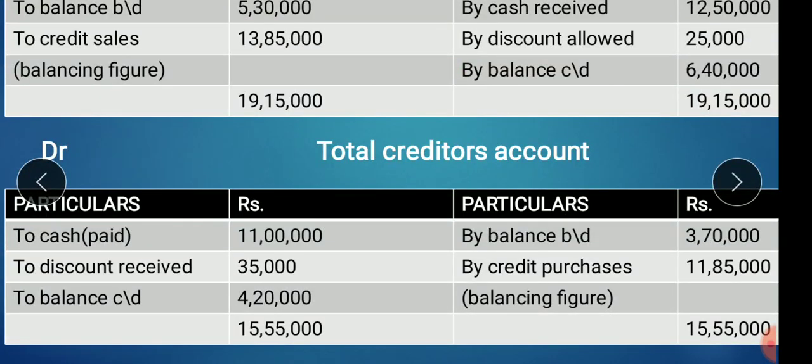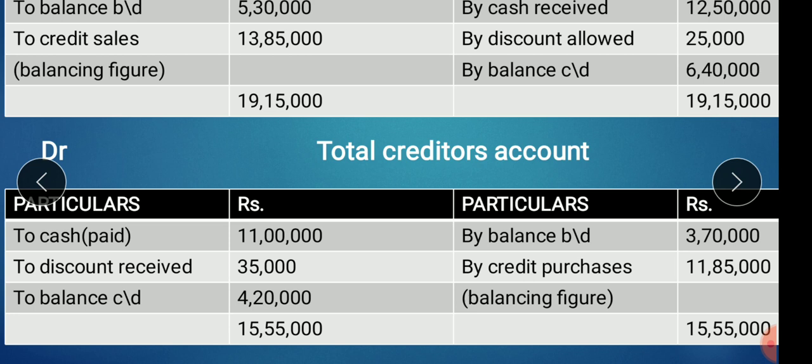Then prepare the total creditors account. Total creditors means credit purchase. Debit side: to cash paid 11 lakh, to discount received 35,000, to balance carried down, that is the closing balance 4,20,000. Credit side: by opening balance 3,70,000. So compare both sides. The debit side value is the highest value, the credit side value is the lowest. The highest value is 15,55,000, the same value for both sides.